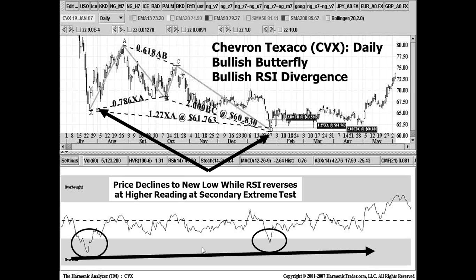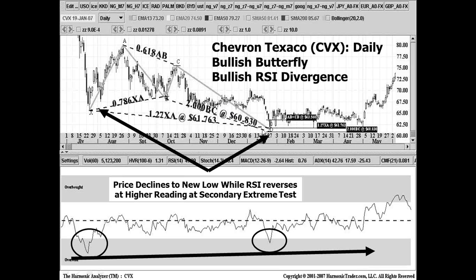Our secondary reading is higher than the first reading. At the same time, we get a beautiful butterfly formation. Now, this is the true power of combining these techniques. We have an RSI BAM divergence because the price is lower, while the secondary RSI test is higher. On top of that, we have a beautiful bullish butterfly that's formed in between these 2 points.